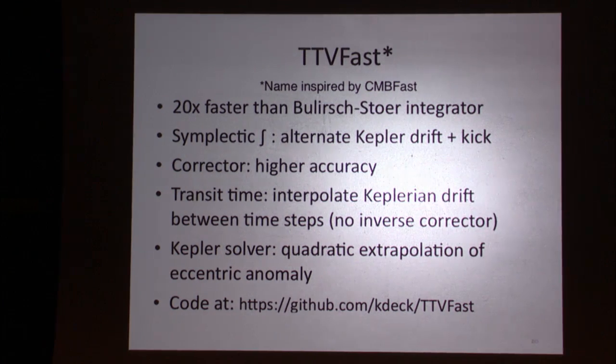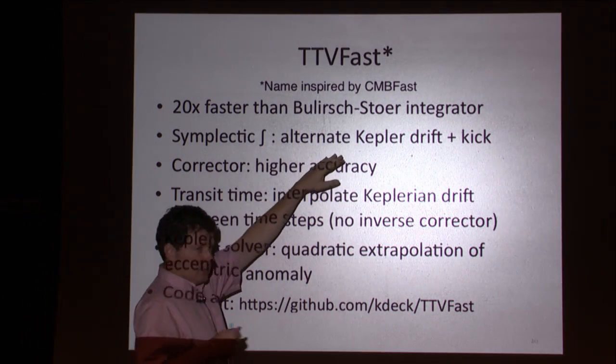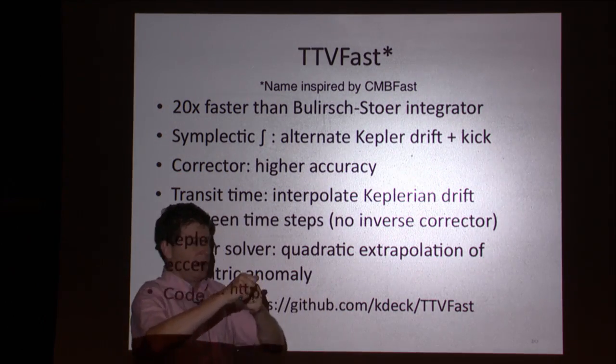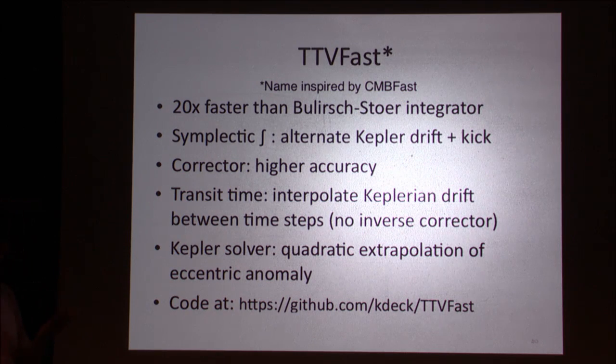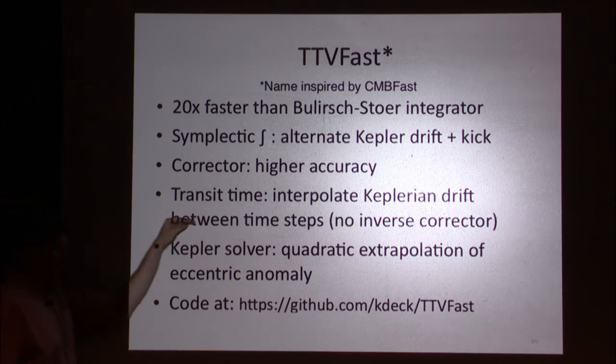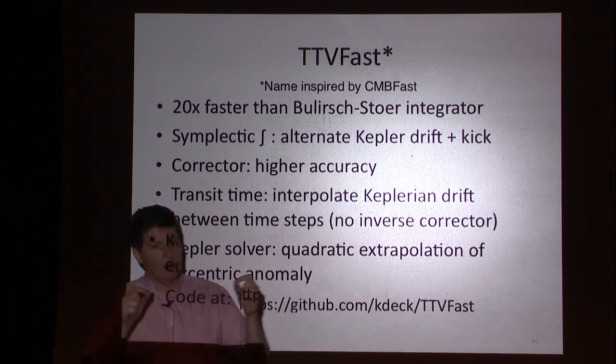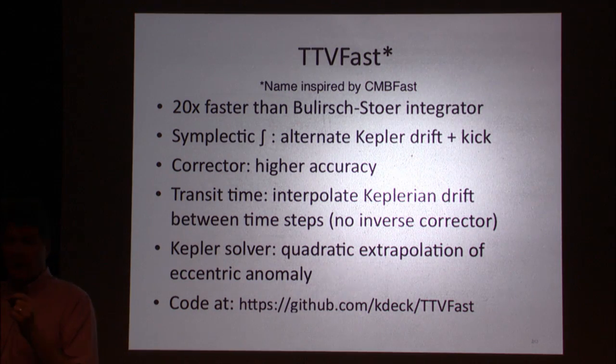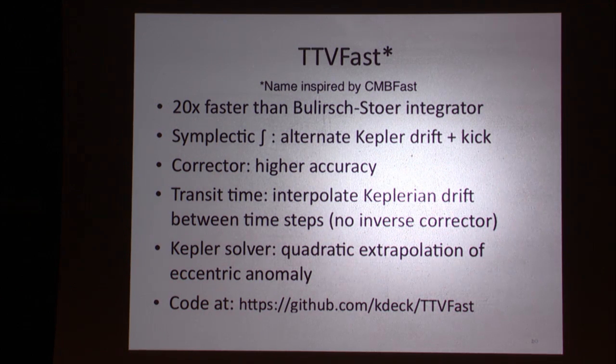But it turns out that if you combine a symplectic integrator, which basically alternates a Keplerian drift for the planets and then a gravitational kick, that does well enough, although you have to do a few things to get it to work properly. You need a symplectic corrector, which gives you high accuracy in converting from physical coordinates to symplectic coordinates. The transit times, we could speed up the calculation by, in the symplectic integrator, you take uniform time steps. The transit is going to occur sometime in between 2 time steps generally, so you have to interpolate to find when the time of transit occurs.